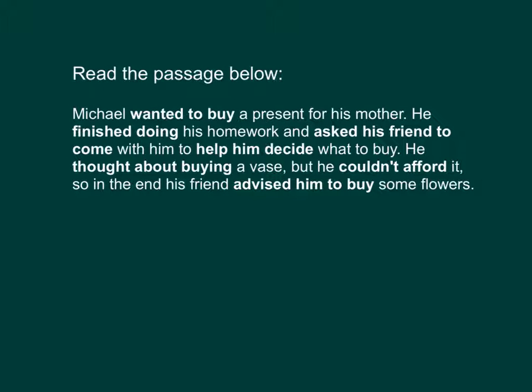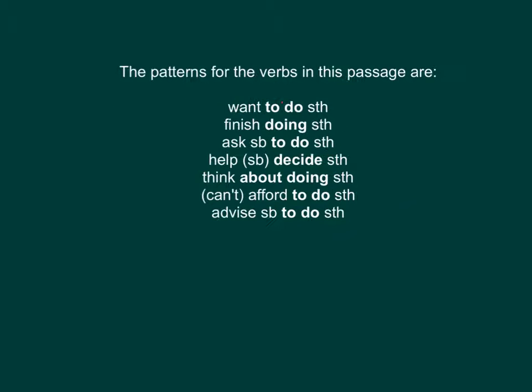Read the passage below. Michael wanted to buy a present for his mother. He finished doing his homework and asked his friend to come with him to help him decide what to buy. He thought about buying a vase, but he couldn't afford it. So in the end, his friend advised him to buy some flowers.